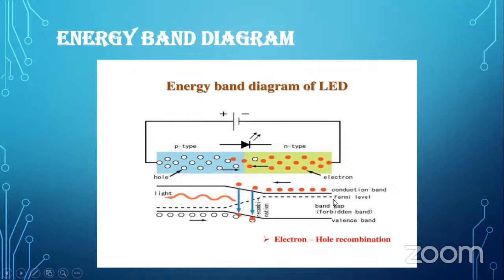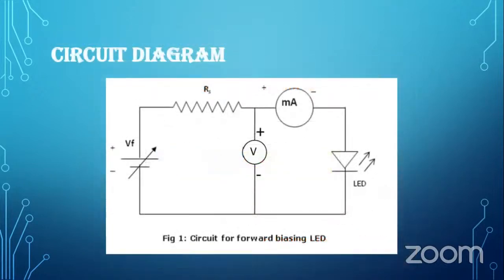The highest energy level that an electron can occupy at absolute zero temperature is known as Fermi level. This is the circuit diagram. Here the voltmeter is connected in parallel and the milliammeter is connected in series connection. Here R_S is nothing but the resistor, and this is the LED, which is connected in series connection.